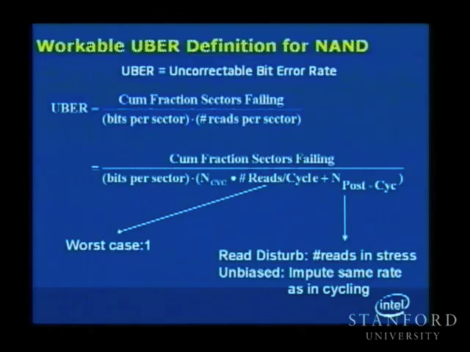Okay, so we come up with a term called UBER, which is the uncorrectable bit error rate, and it is typically defined as the number of errors that you have, fractional sectors that are failing, divided by the number of bits per sector and number of reads per sector, but it's not really just number of reads, it really has to take into consideration all these other things. It has to take into consideration the number of cycles that you have, the number of reads per cycle because of the read disturb, and then what's going to happen in the retention. So you build this error population under these different corner cases that can potentially exist.